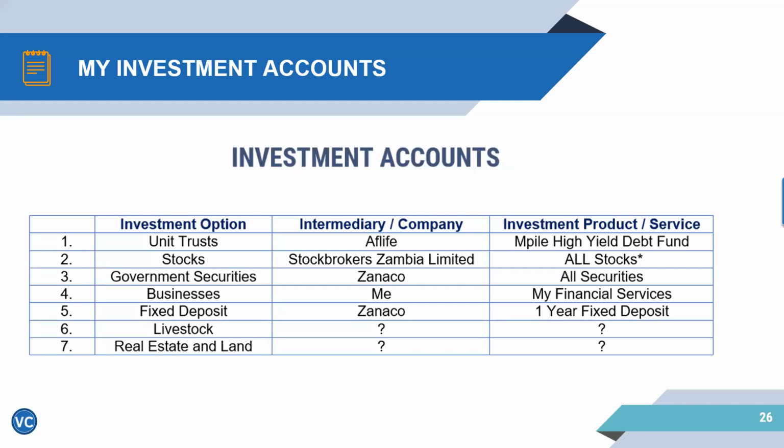Then with stocks, my intermediary is Stockbrokers Zambia Limited. There are 6 or 7 licensed brokers in the country, and you can use any one of them. The product that I invest in with stocks is, quote unquote, all the stocks. I don't have all of them. I currently only have, is it 11 companies?